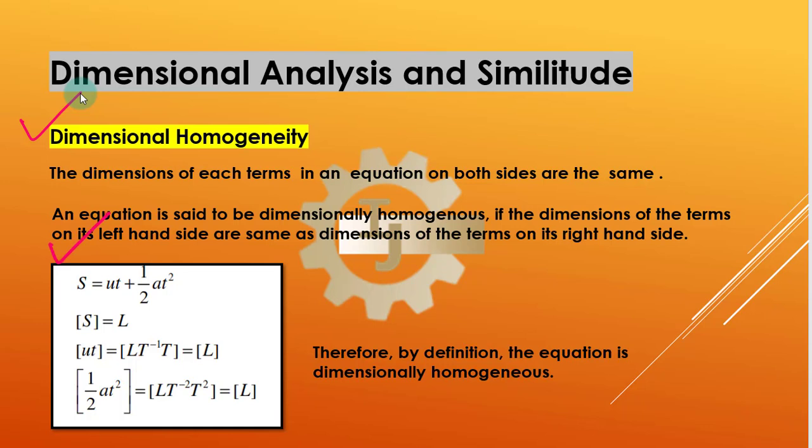Let's take this example. Here we can see on the left hand side is S and on the right hand side is ut plus half at squared. So the dimension on the left hand side for S is L, and for the right hand side the dimension of ut is L T^-1 into T, so here we also get L, and the dimension of half at squared is L T^-2 into T^2, again L. So here we can see that the dimensions on both sides, left hand side and right hand side, are the same, that is L. Therefore by definition the equation is a dimensionally homogeneous equation.